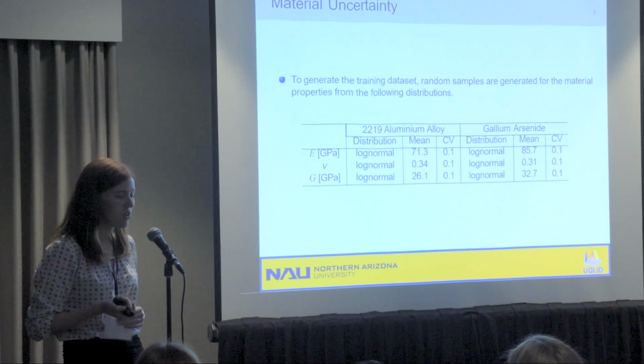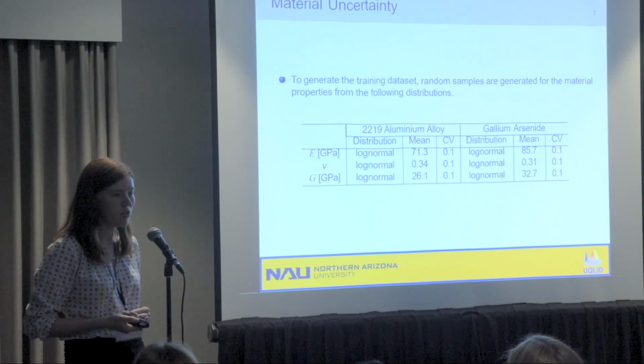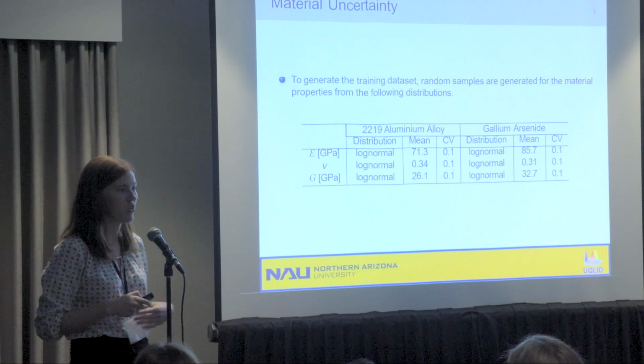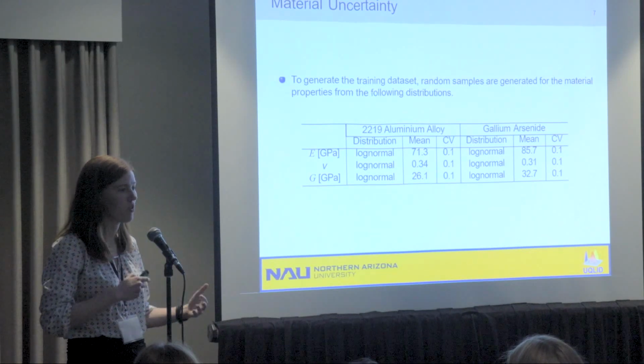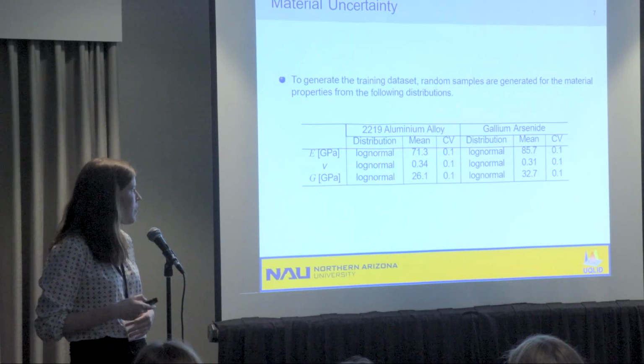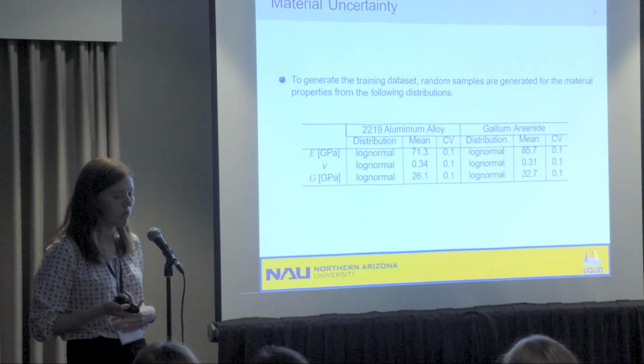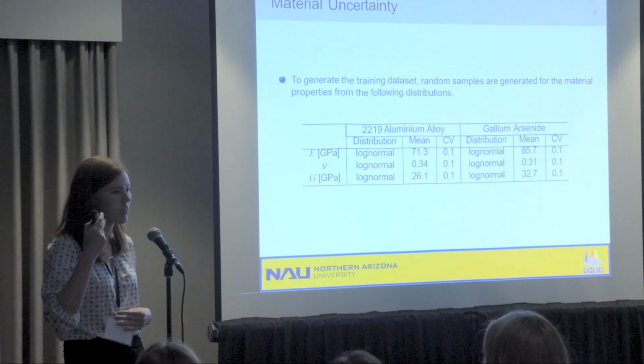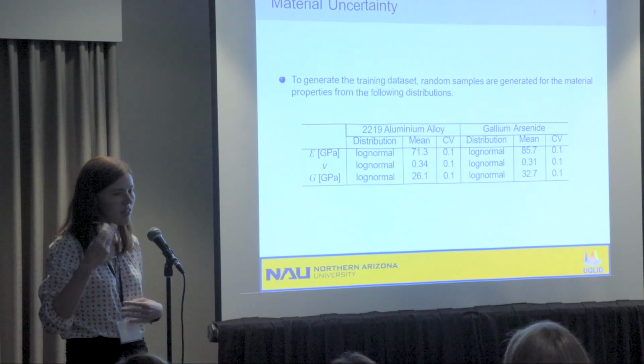The different perturbations were generated using a log normal distribution. This distribution was used to ensure that our values don't go negative, so it basically keeps them where they realistically should be. And then the mean values were pulled directly from ANSYS. ANSYS has a whole list of all the material properties at the different temperatures.